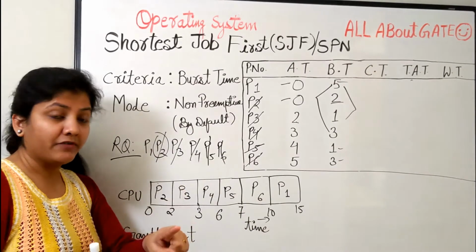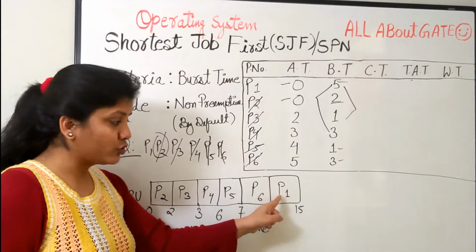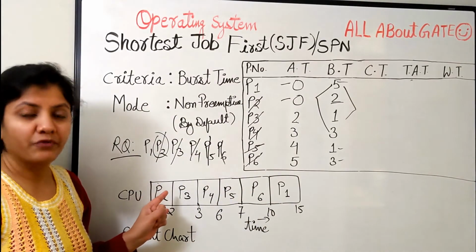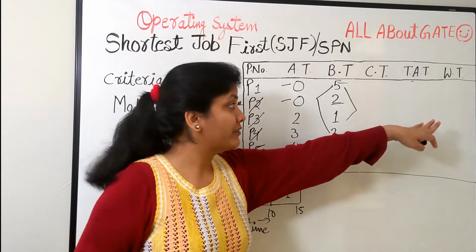You can see the difference from first come first serve to the shortest job first. If it was FCFS, P1 would have got the chance right here. But because of shortest job, it got the chance here, and the smaller processes got the chance beforehand. So now let's find out the completion time, turnaround time and the waiting time.